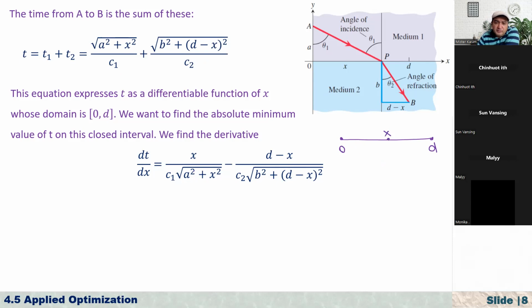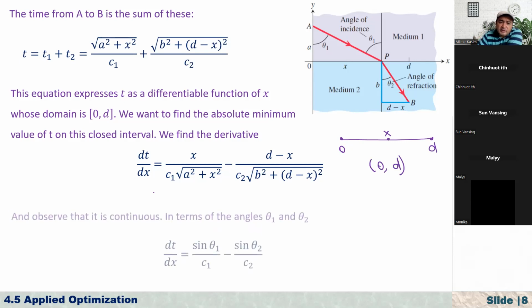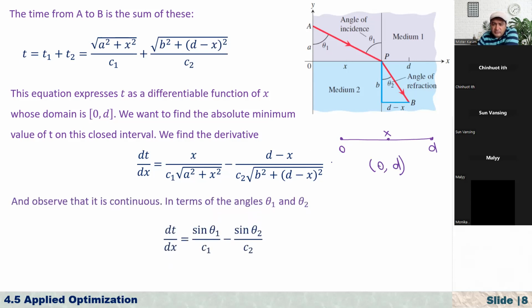So at any point, our x is somewhere here. Now we have to minimize T, so we have to use the first derivative test. That means we need to find the critical point in the interval from 0 to d. Now if you set the derivative equal to 0 and solve, we will get this expression: dT/dx is equal to sine of theta 1 over c1 minus sine of theta 2 over c2.